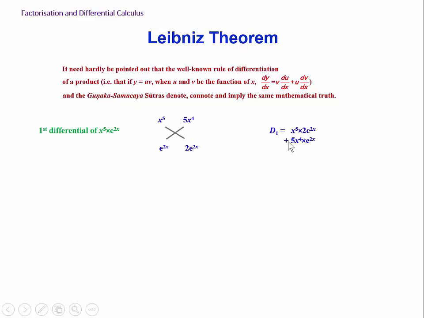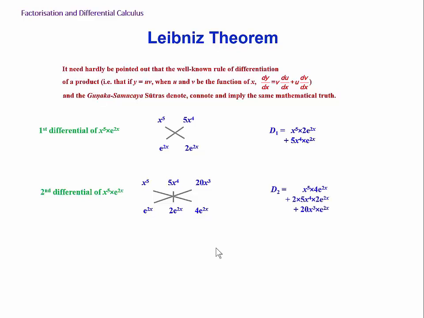So the first differential is x to the 5th times 2e to the 2x, which is here, plus, going this way, 5x to the 4th times e to the 2x, which is here. And if we extend this, we want the second differential now of the same product. You'll see that the values here in the first two columns are the same as before, but we differentiate again to get 20x cubed here and 4e to the 2x here. And then the answer is simply found by cross-multiplying 3 times like that and adding up. And so this is an application of the vertically and crosswise sutra.